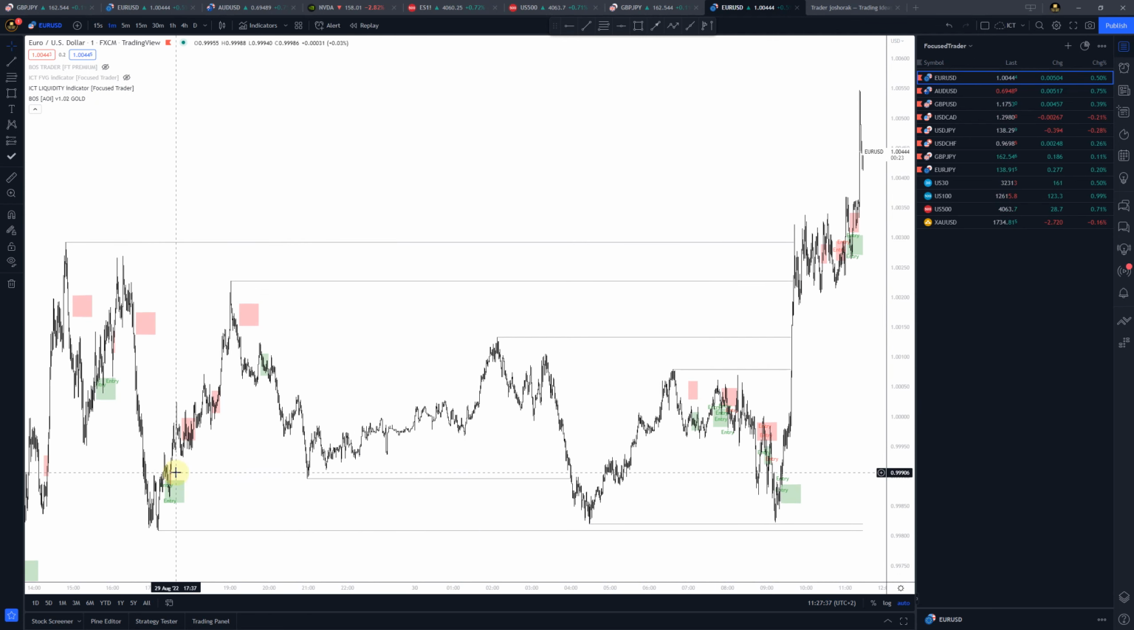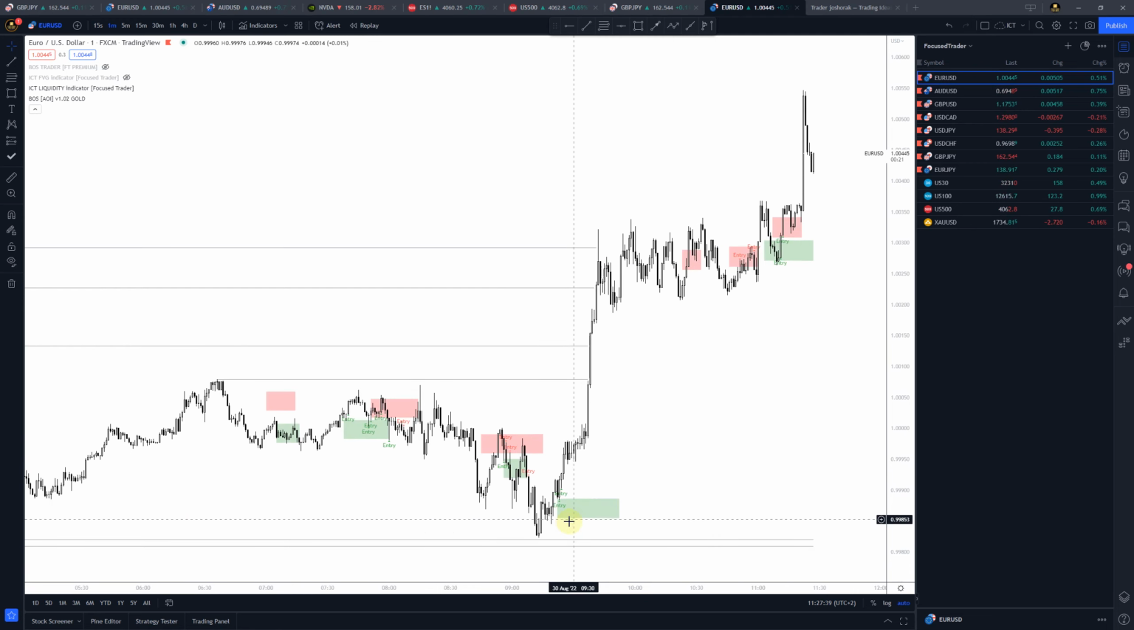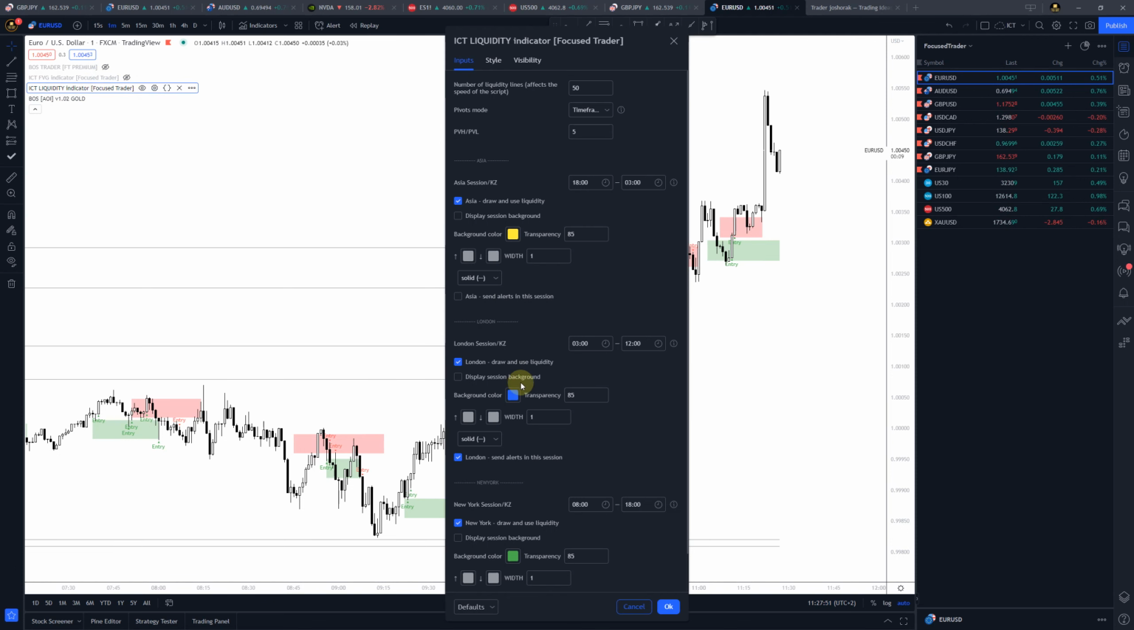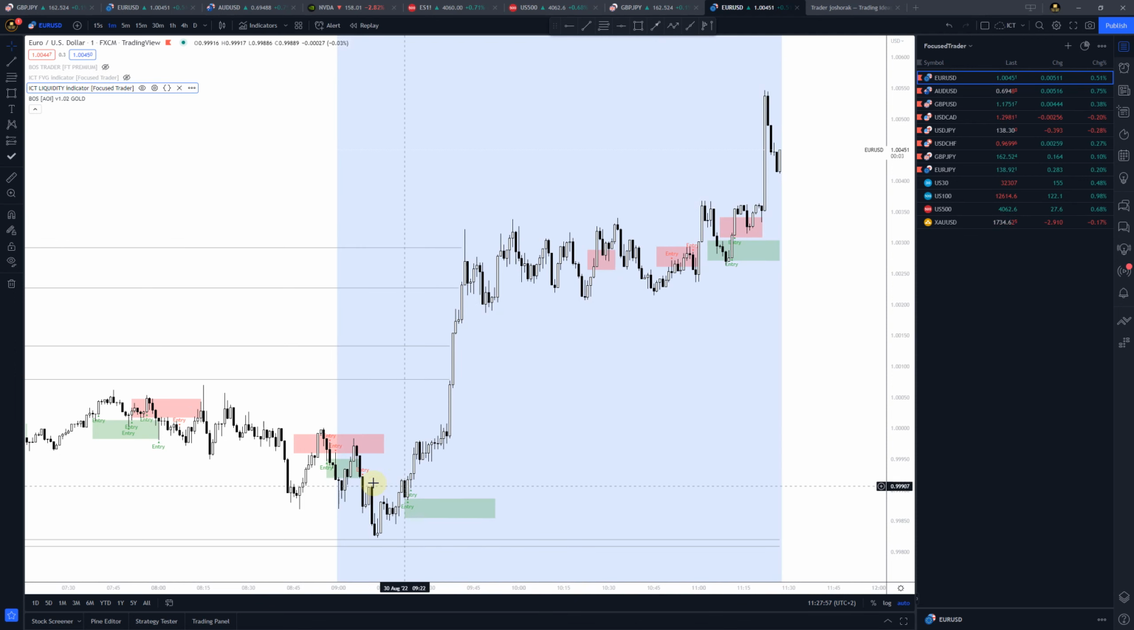The first opportunity, this is from yesterday. Okay, so this is today. We can see that around 9 o'clock in my time zone, which is basically London opening. Let me show you, because we can turn on highlight for session background. So let me turn on display session background for London, and we can see that it's true.